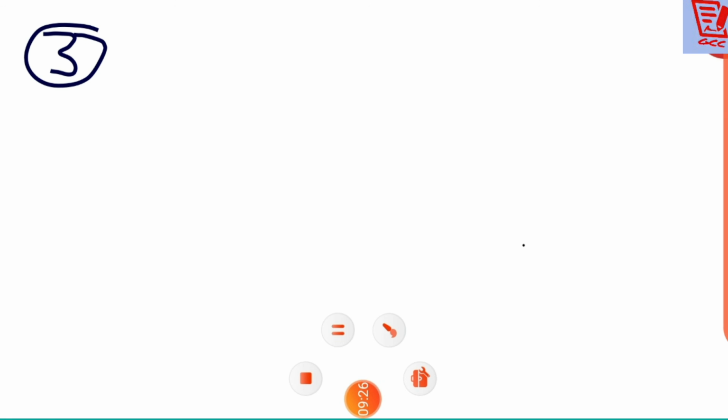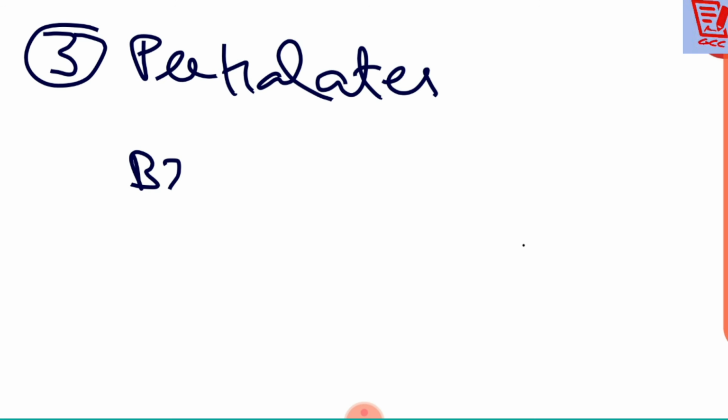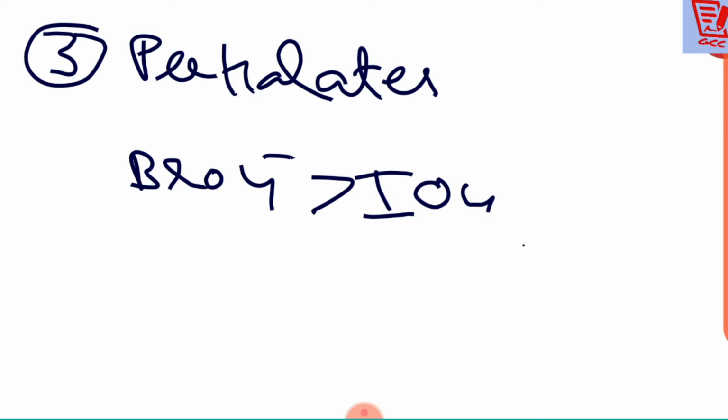Now see after that, beta, one more question is there, number 3. You see please, now what they told about the perhalates. About the perhalates, you please see all of you, they are writing BrO4 negative, IO4 negative and ClO4 negative.